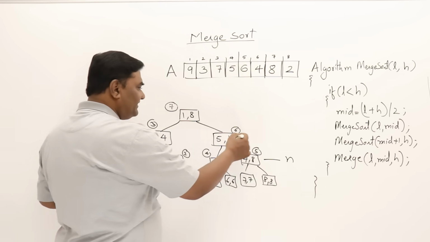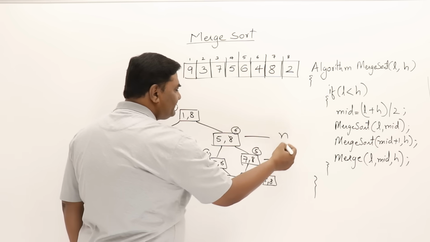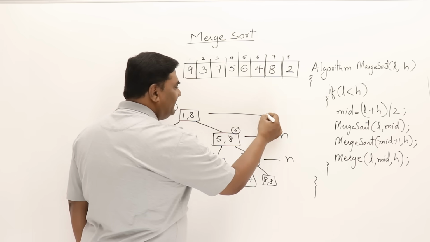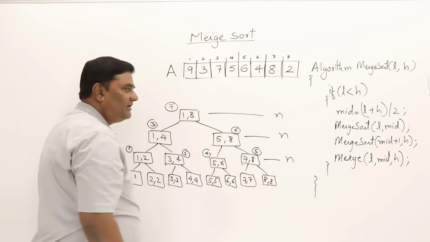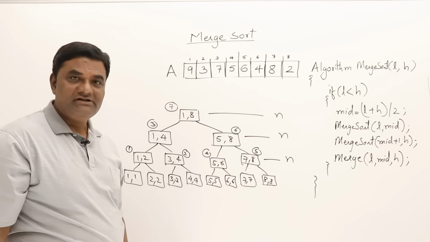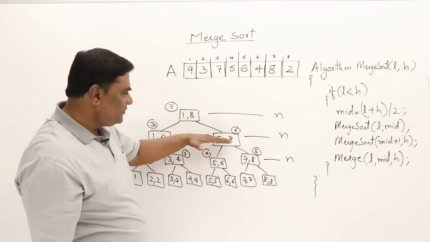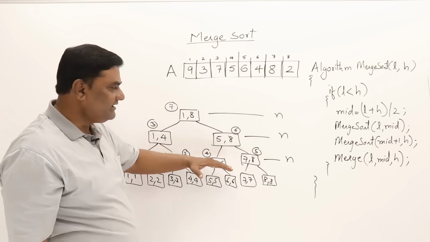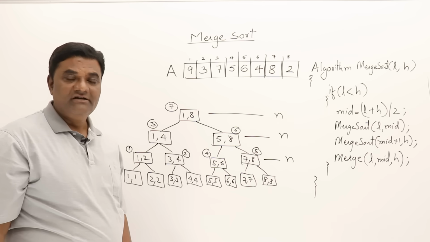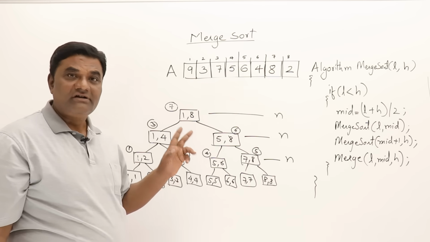Then again merging is done at this level. So 8 elements are merged. Then again 8 elements are merged here. So n elements are merged each time. So total how many levels are there? 1, 2, 3. So total 3 levels are there. So for 8 elements I got 3 levels.